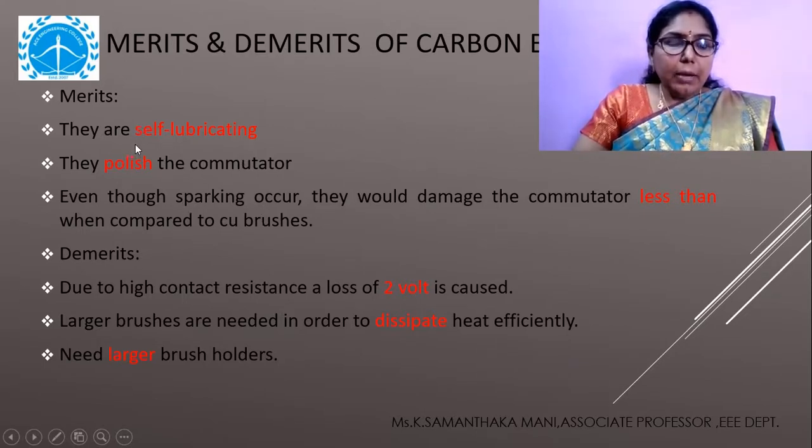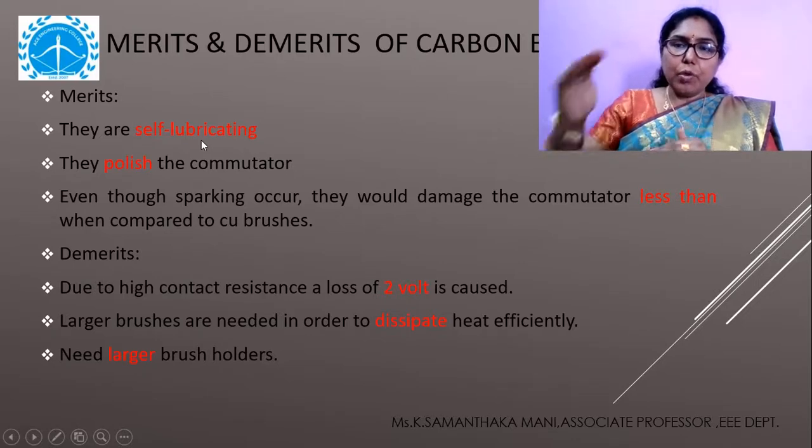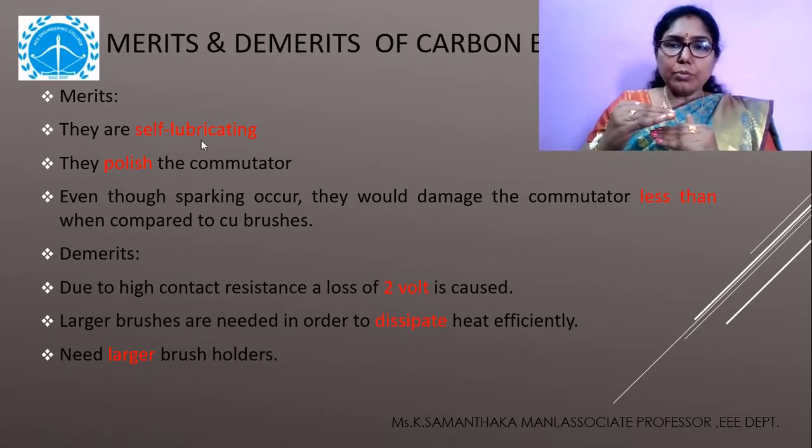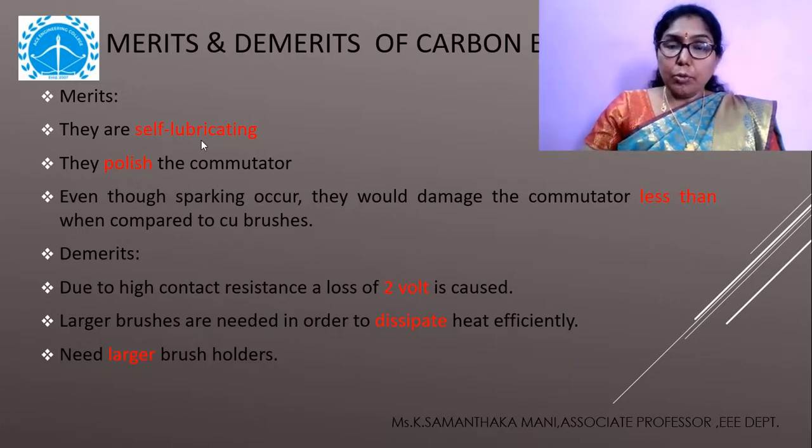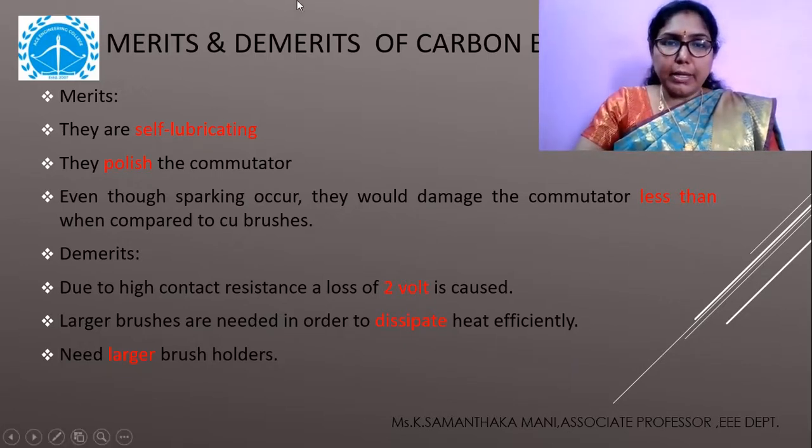Carbon material is self-lubricating, because the brushes are placed over the commutator segments. They have to pass smoothly over the segments of the commutator. So the lubricating property is very important, which is there in the case of carbon. That is the first merit. Next, they polish the commutators. The segments are smooth and polished, so there won't be any accumulation of dust. So they polish the commutator.